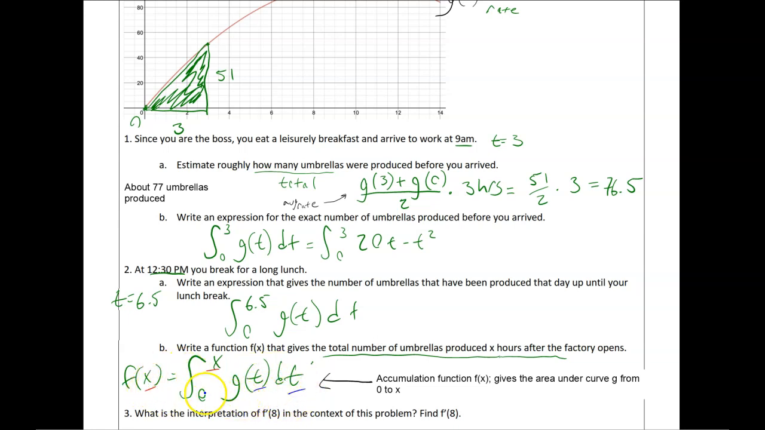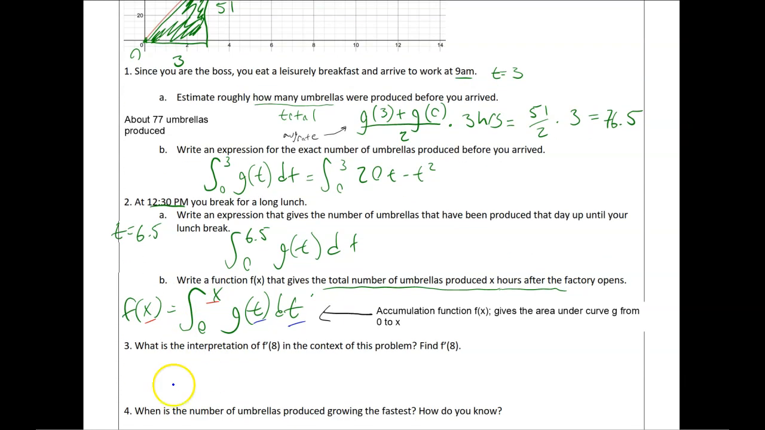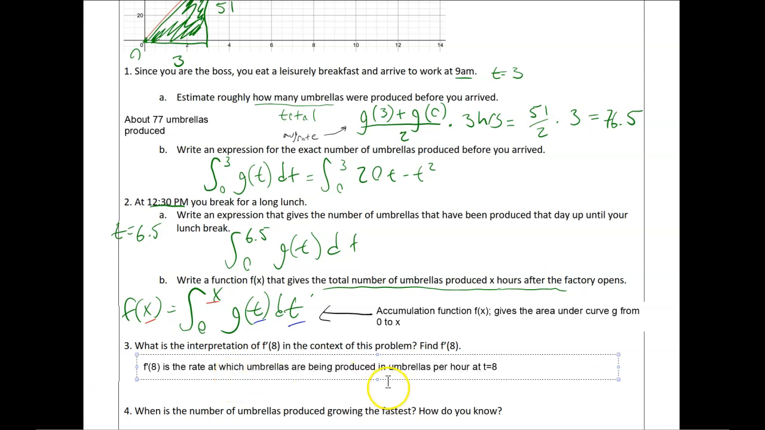The outside is x. But it's not really going to change your reasoning much, so don't burn a lot of brain power on it. Okay. F prime then, if f of x is the total number of umbrellas, f prime of 8 then, as for an interpretation, is the rate that we're making umbrellas at t equals 8. Okay, so our interpretation of the derivative hasn't changed.